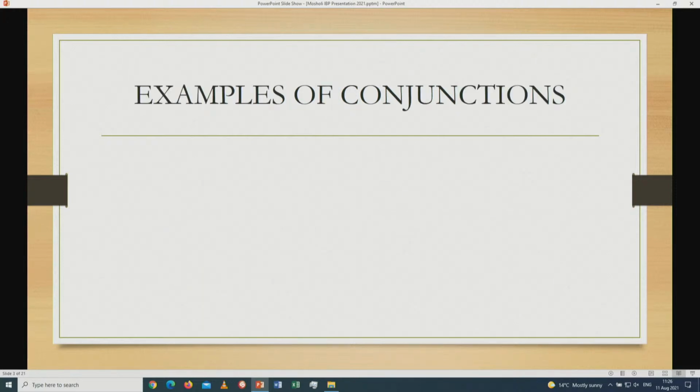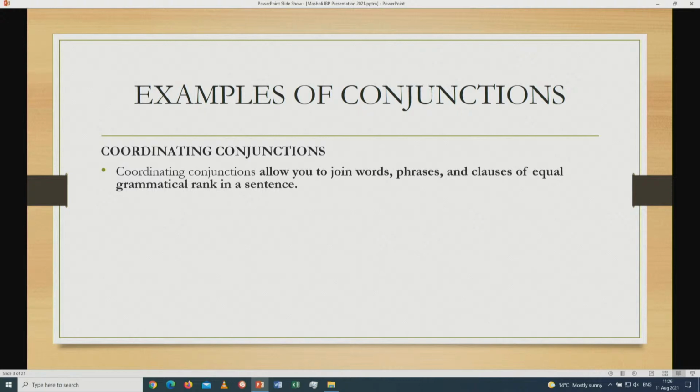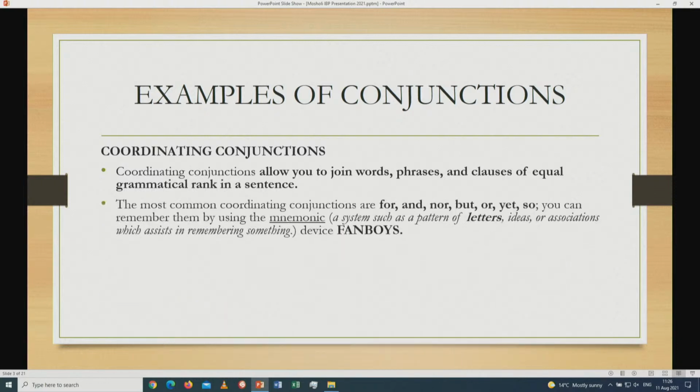Other examples of conjunctions: coordinating conjunctions. Coordinating conjunctions allow you to join words, phrases, and clauses of equal grammatical rank in a sentence. The most common coordinating conjunctions are for, and, nor, but, or, yet, so.